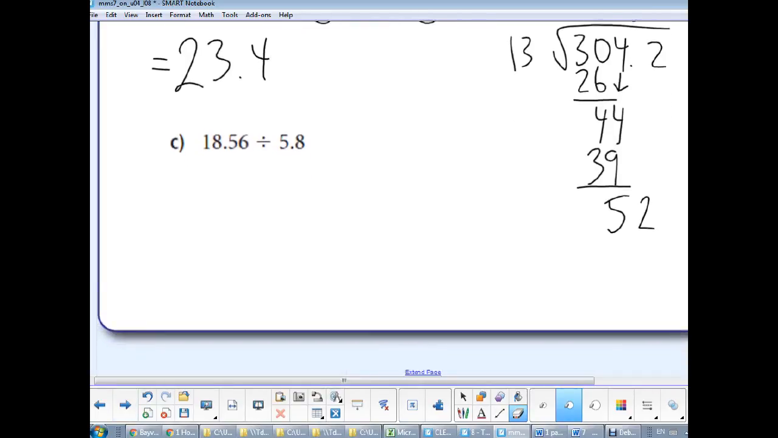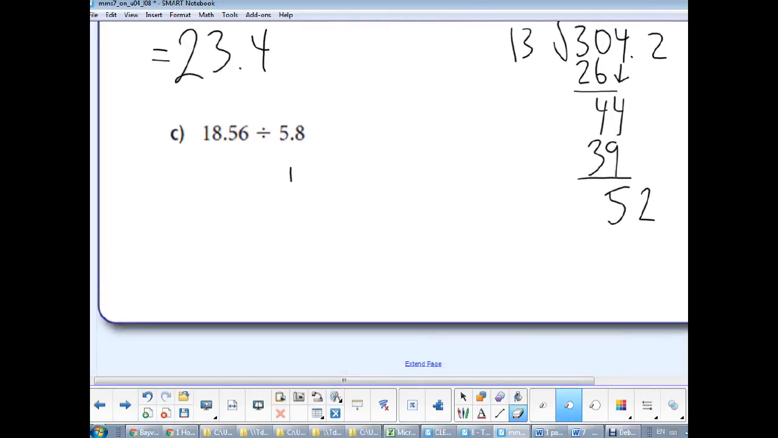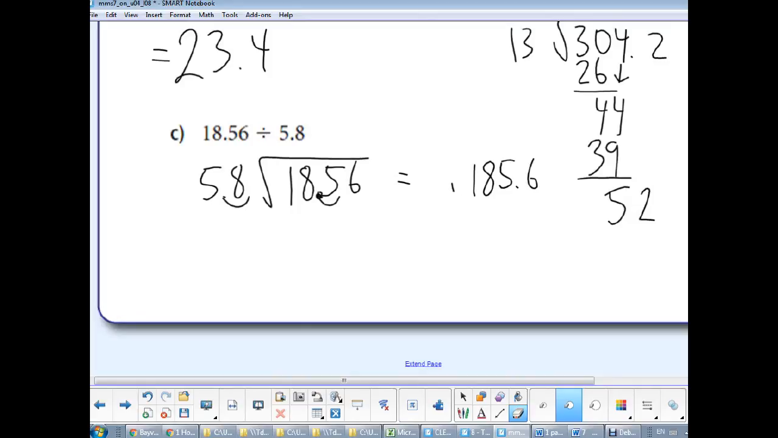And one more. 18.56 divided by 5.8. We move the decimal one place only, so it'll be 185.6 divided by 58.